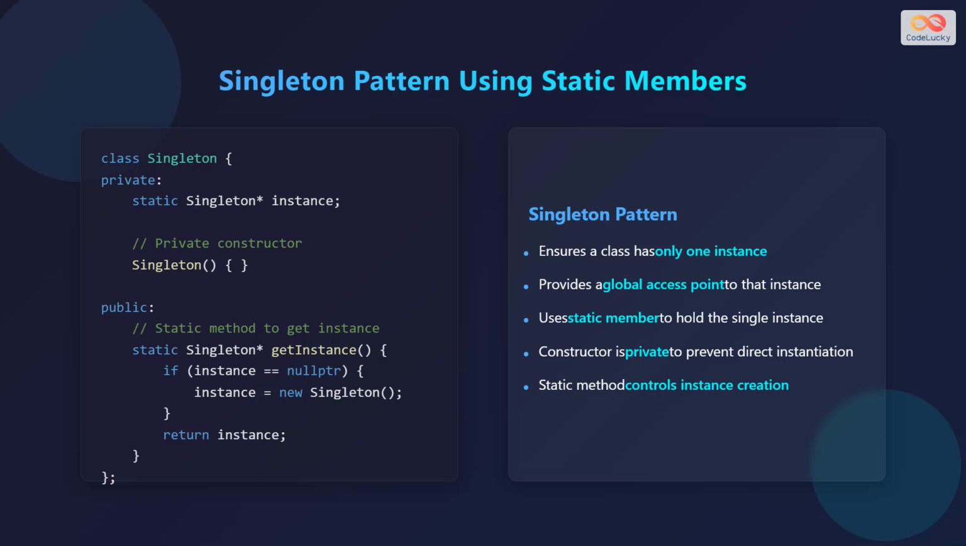The Singleton pattern ensures that a class has only one instance and provides a global access point to that instance. It uses a static member to hold the single instance. The constructor is private to prevent direct instantiation, and the static method controls instance creation.